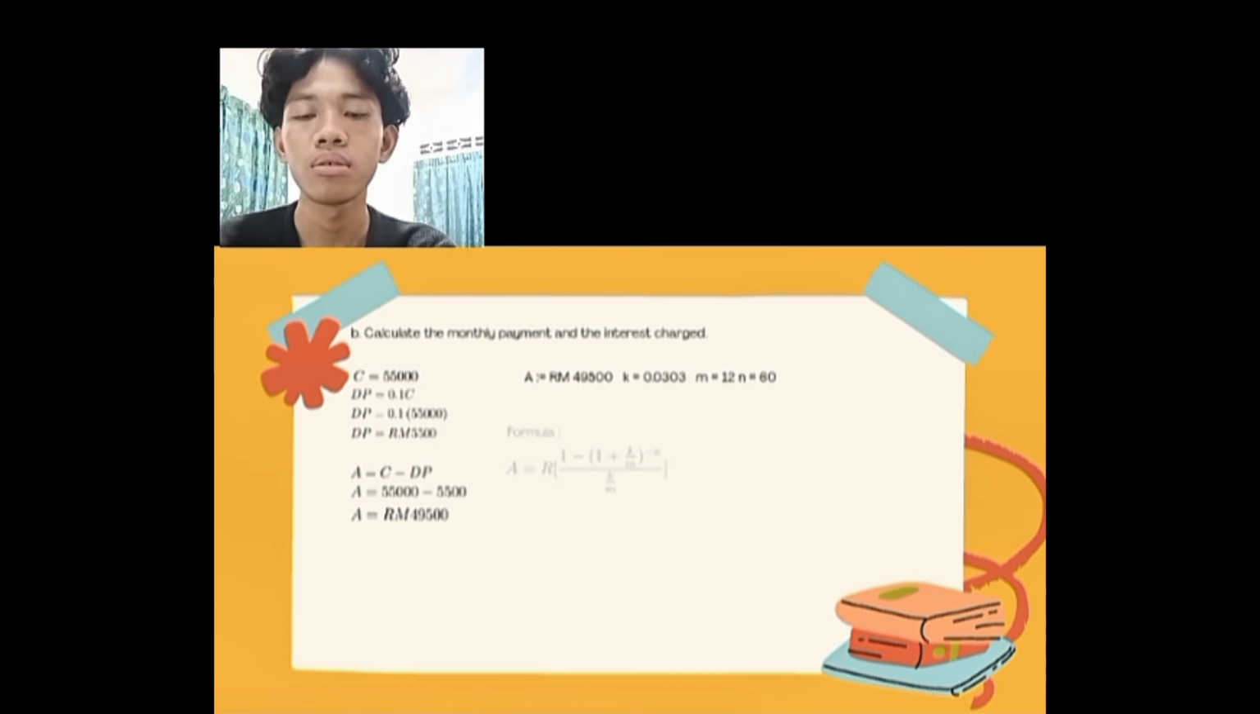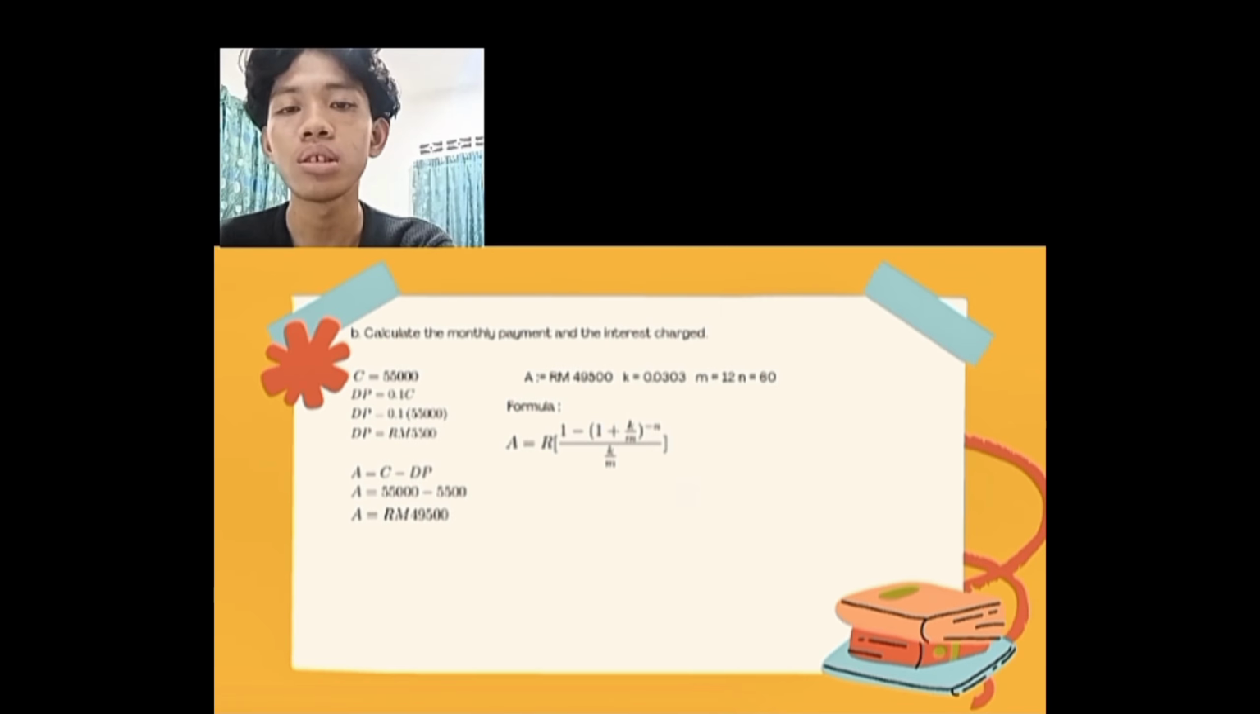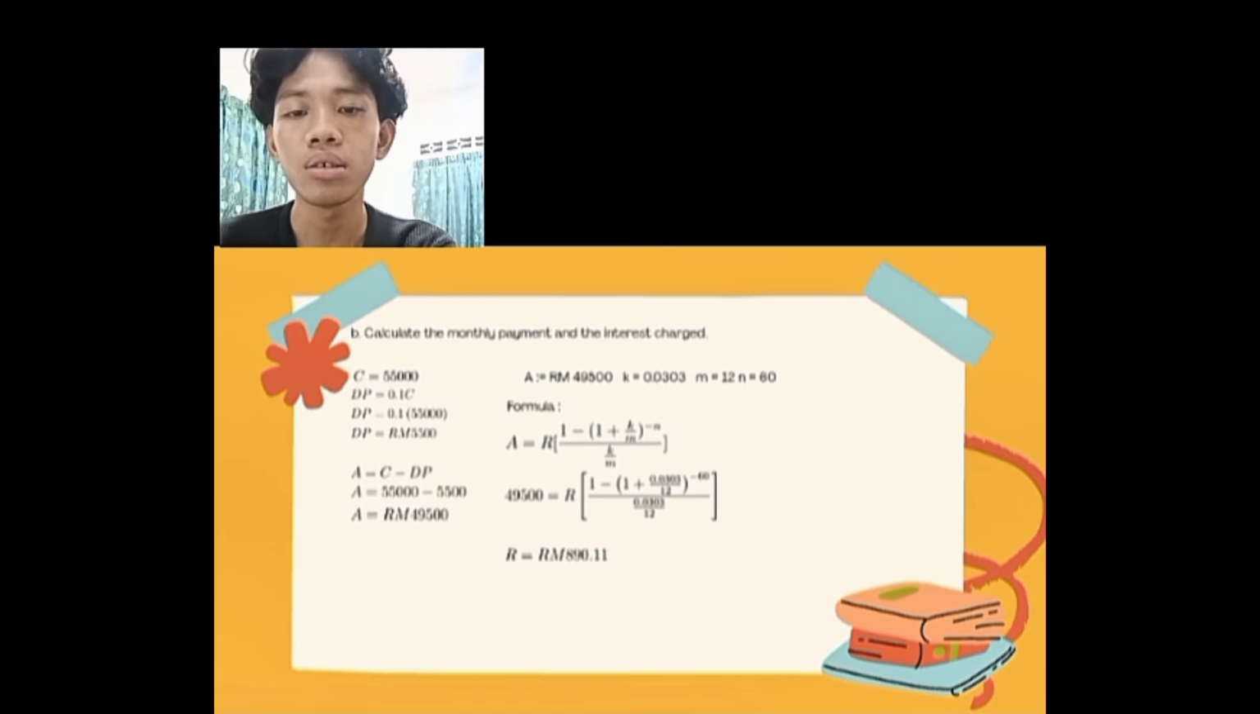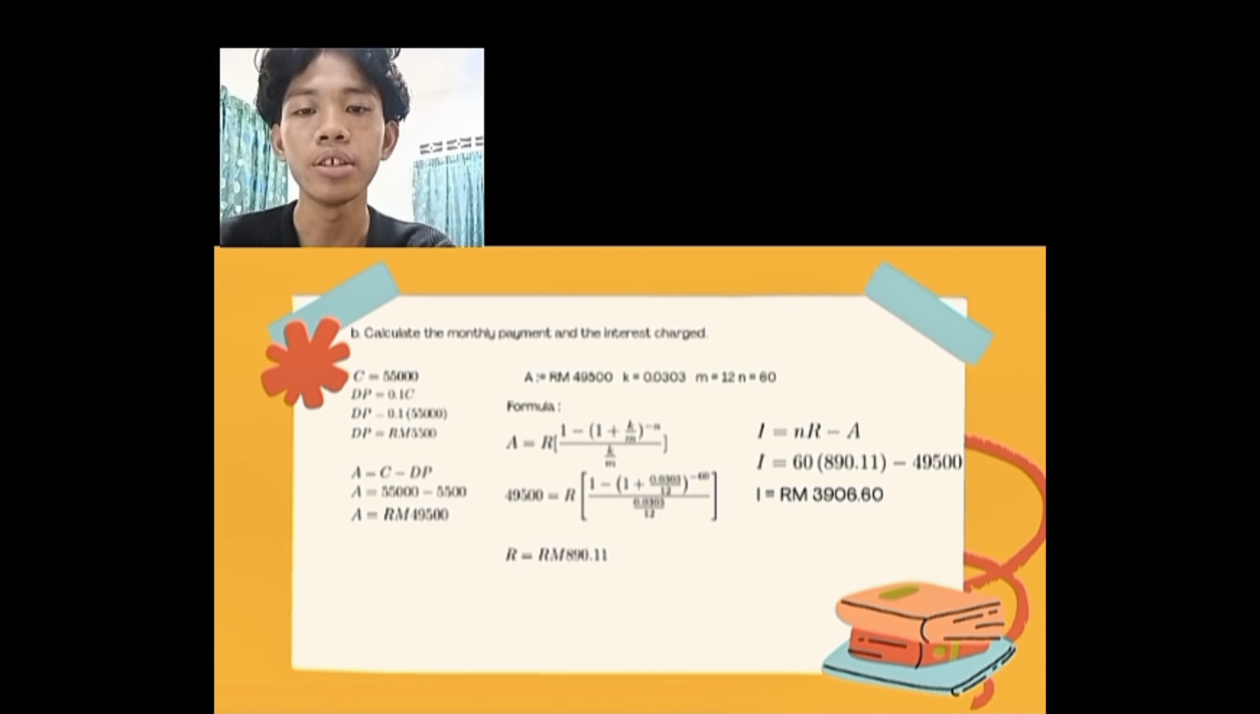Now we use the annuity formula to calculate the monthly payment, where A is 49,500, K is 0.0303, M is 12, N is 16. After substituting all the values, we get R is RM 819 and 11 cents. Next, calculate the total interest charge using I equals NR minus A. We get I is 3,906 ringgit and 16 cents. Therefore, the monthly payment is 819 and 11 cents, and the total interest charge is 3,906 and 16 cents.